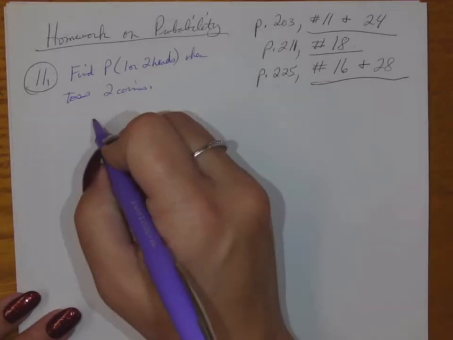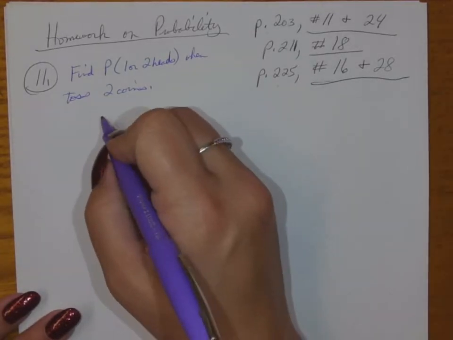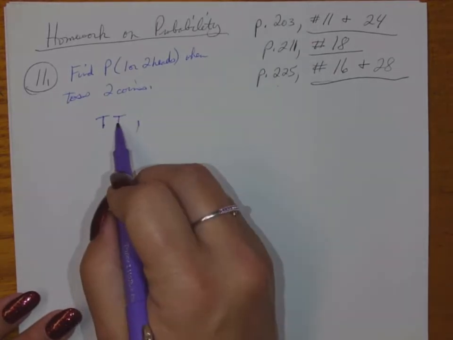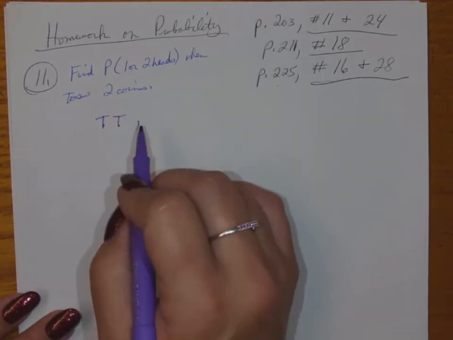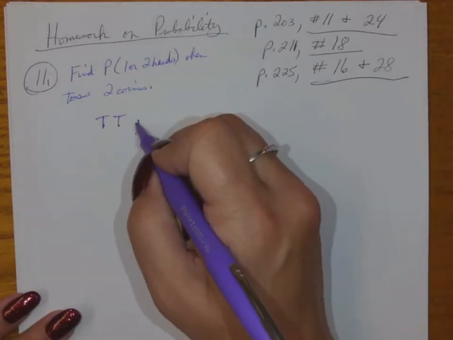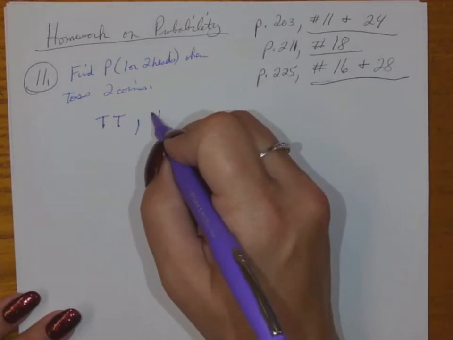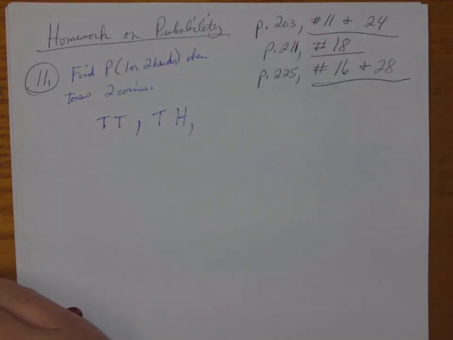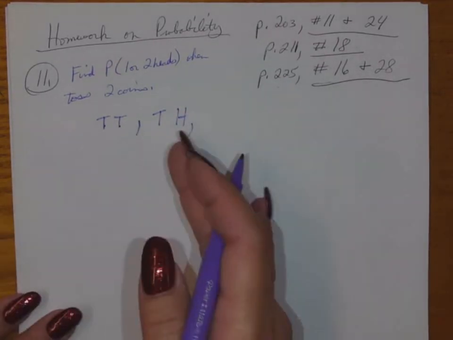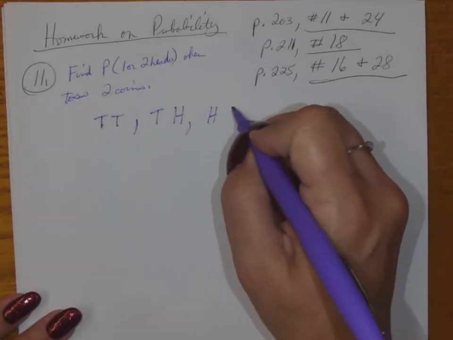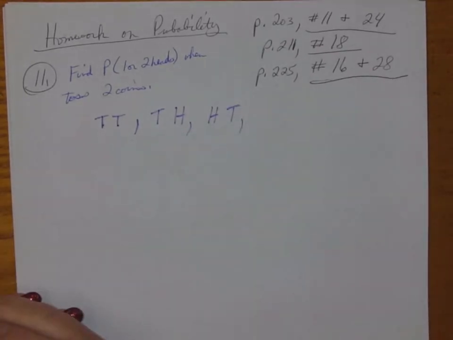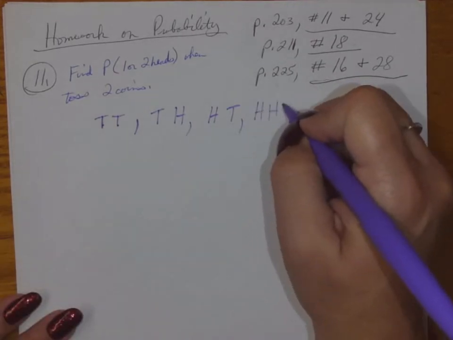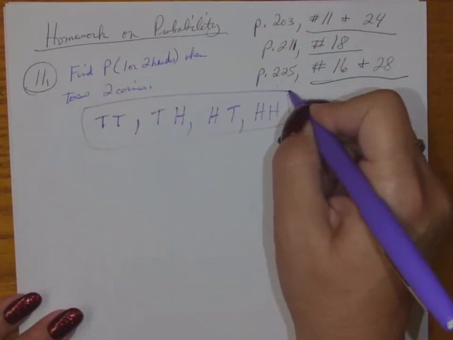For instance, I know that I could toss the first coin and get tails and tails. First coin's tails, second coin's tails, right? That's one outcome. The second outcome possible is I could get tails and then heads. The third outcome is switch those, right? The first one is a head and the second one is tails. And then the fourth outcome is that they're both heads, right? So this is called my sample space.